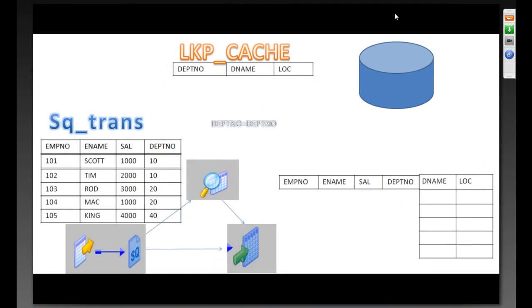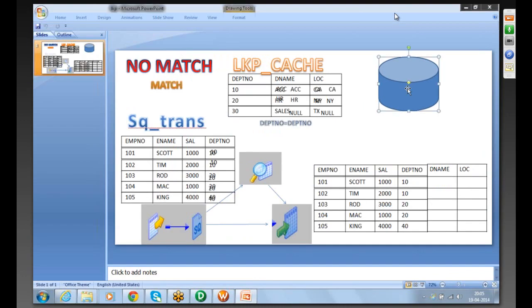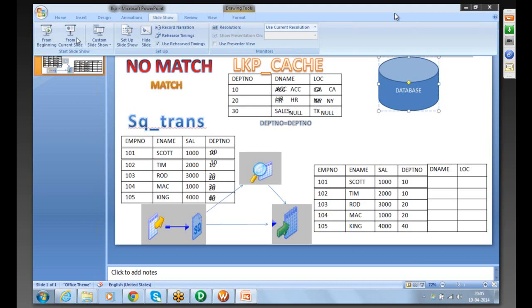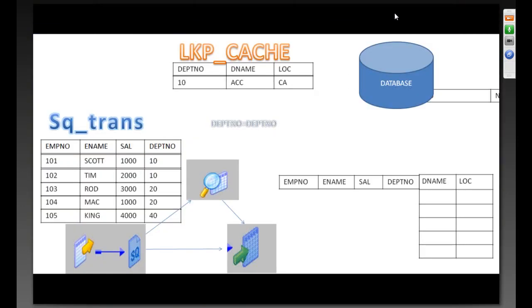See here. This lookup cache is reading the data from the database. Okay, I got it. I didn't know it was reading from somewhere. In this case, correct, it's actually reading the data from the database and creating the cache. And it had only 10, 20, and 30 records in it. So this way it matches, and when there is no match, it gives a null value.